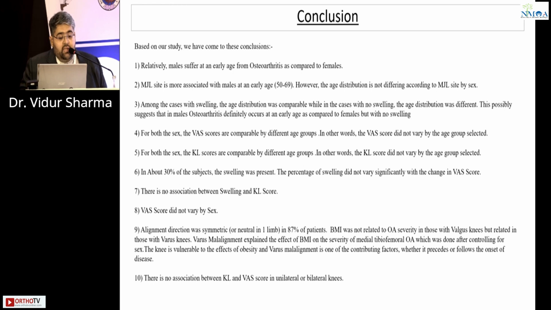The alignment direction was symmetric in 87% of the patients. BMI was not related to OA severity in those with valgus knee, but related in those with varus knee. There is no association between the KL and the VAS score in unilateral or bilateral cases.